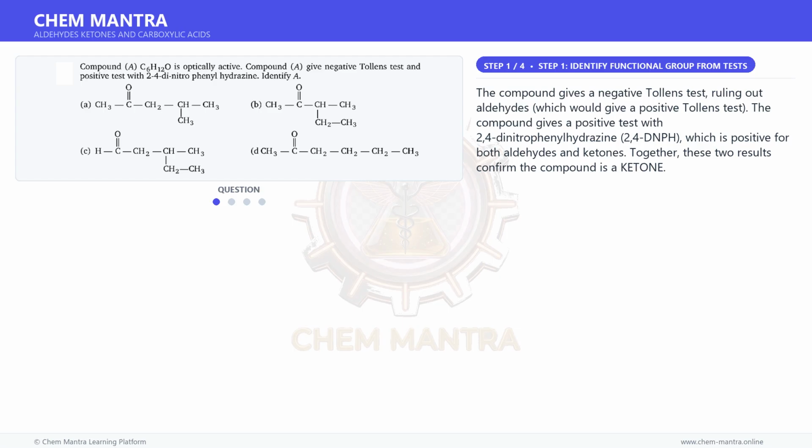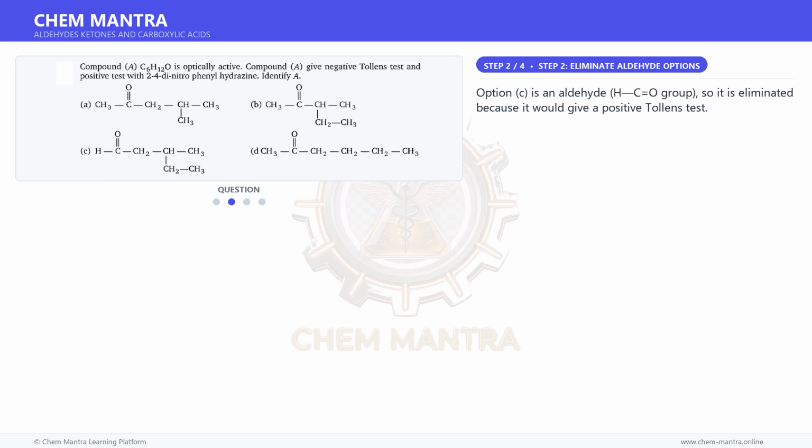The compound gives a negative Tollens test, ruling out aldehydes, which would give a positive Tollens test. The compound gives a positive test with 2,4-dinitrophenylhydrazine, 2,4-DNPH, which is positive for both aldehydes and ketones. Together, these two results confirm the compound is a ketone. Moving on to the next step.